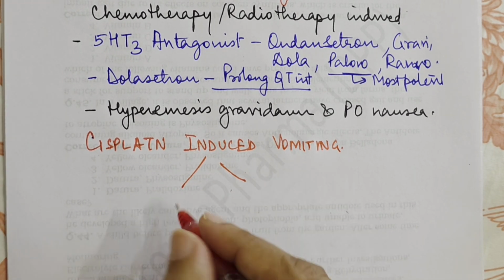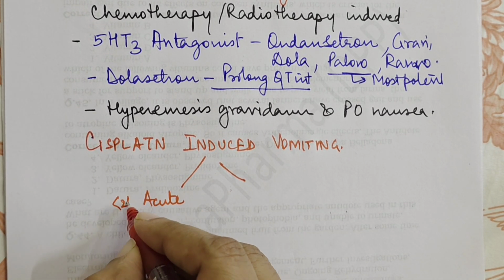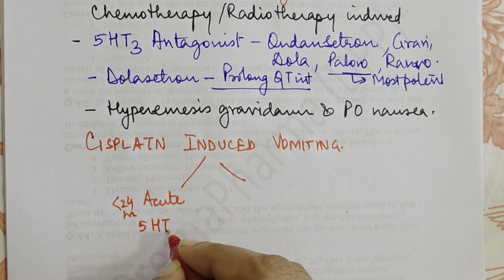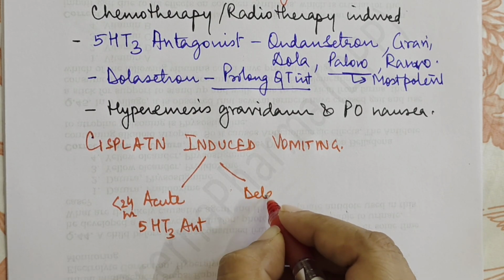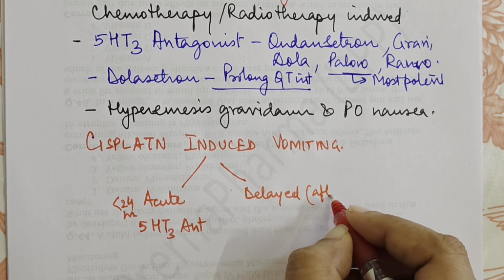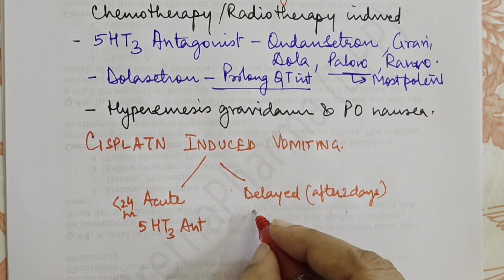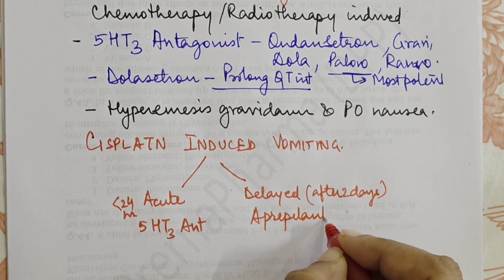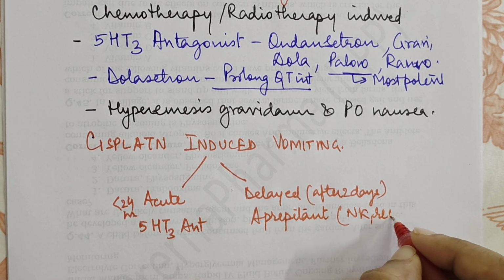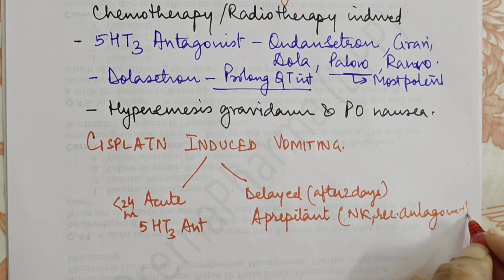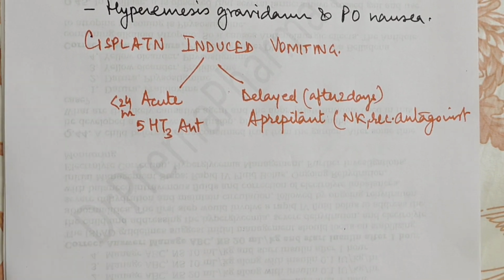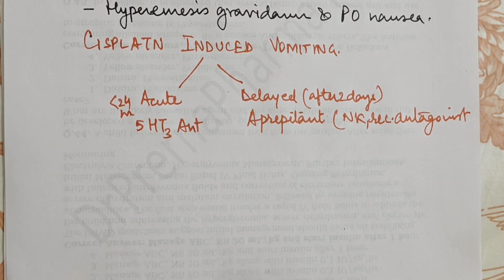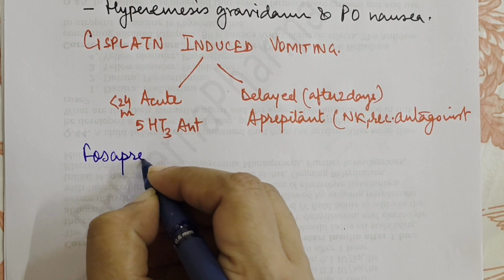Now please remember that if it is acute, that is less than 24 hours, then you give a 5-HT3 antagonist, and if it is delayed, like after 2 days, then the drug which is used is aprepitant, which is basically an NK1 receptor antagonist. Okay, if you remember, in NEET 2024 they asked about this aprepitant also. So this is aprepitant. Now there is a drug for aprepitant also.